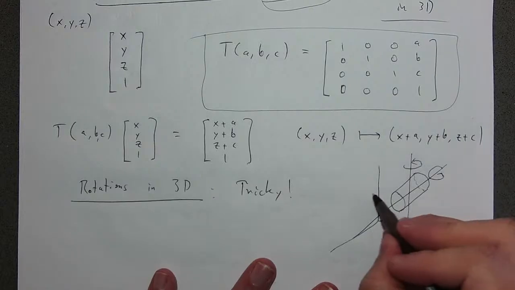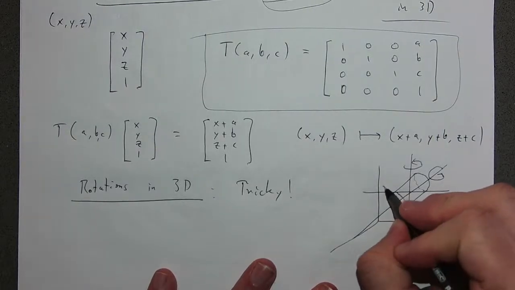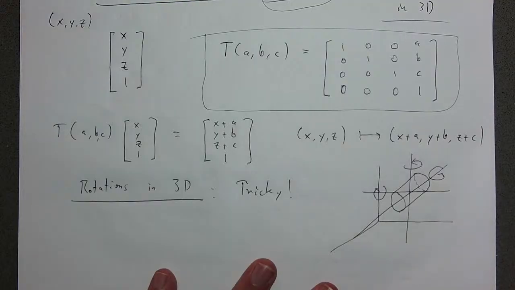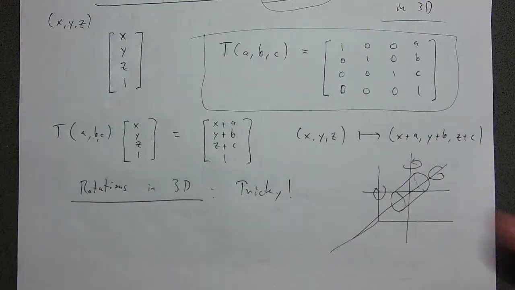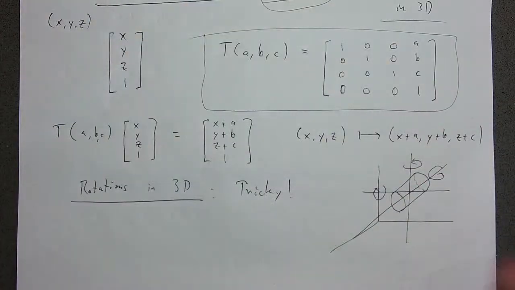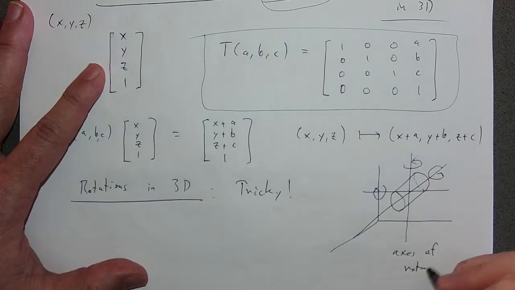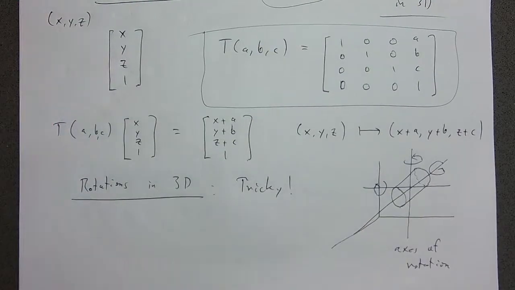Maybe you're rotating it like this with respect to this line. Here's another rotation you could do. So you're flipping it like this, maybe you're rotating it like that, flipping it like this. There are many axes of rotation. And for this reason, describing three-dimensional rotations is a lot trickier than even two-dimensional rotation.